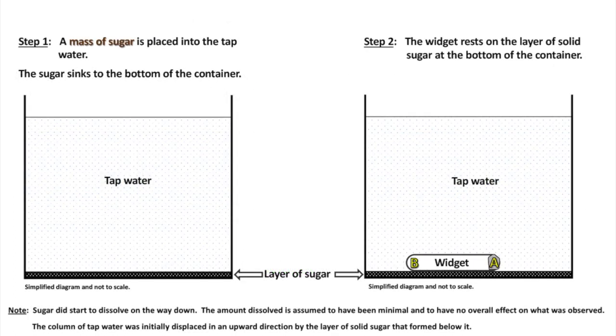Step 1. A mass of sugar is placed into the tap water. The sugar sinks to the bottom of the container. Step 2. The widget rests on the layer of solid sugar at the bottom of the container. Note: sugar did not start to dissolve on the way down. The amount dissolved is assumed to have been minimal and to have no overall effect on what was observed. The column of tap water was initially displaced in an upward direction by the layer of solid sugar that formed below it.